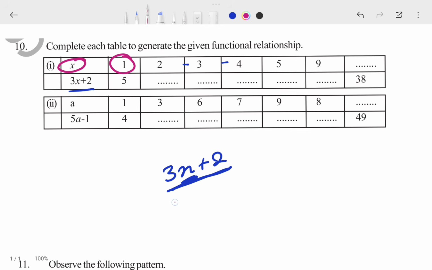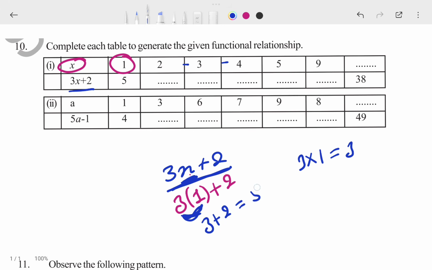So where it is x, we have to put 1. So it is looking like 3 and 1, so we will put it like that, okay? Then plus 2. Always remember, this means multiply: 3 into 1, that's going to be 3. Then plus 2, so 3 plus 2 is going to be 5 only. So the answer is 5 here, okay. It is correct, we have done that. So let's do the next question.